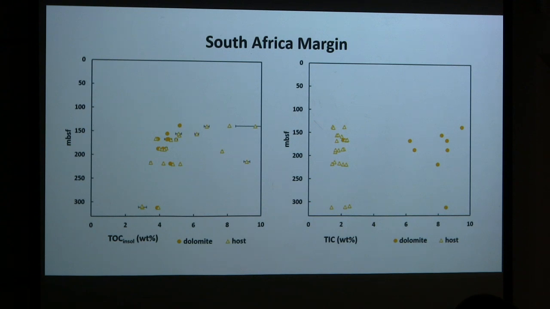Total organic carbon versus depth decreases from about 5 weight percent to about 4 weight percent for dolomites.